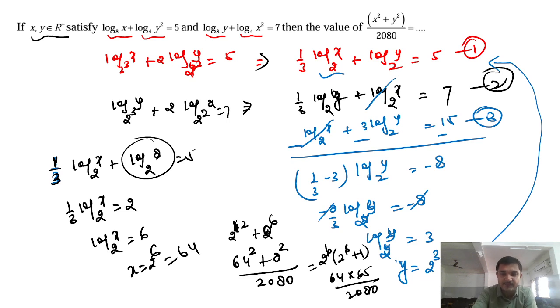Yes, check it. Just a second. 64 into 65 is 4160. Yes, so it is basically equal to 2. This value will be equal to 2, and that is the answer we are having. I hope it is clear to all of you.